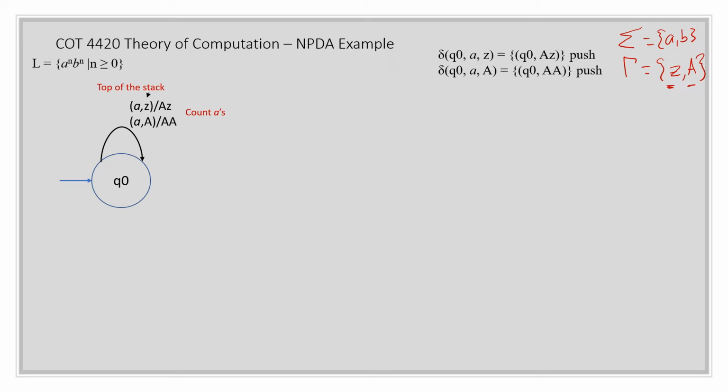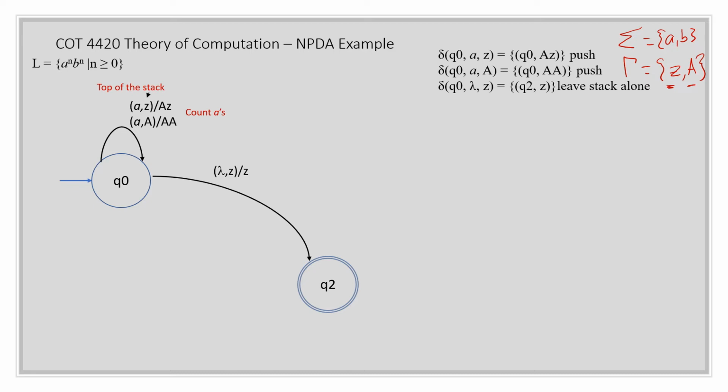So keep in mind there's two alphabets here. You have your stack alphabet, and then you have your actual alphabet, which are the symbols that are in the strings. All right. So that's counting my A's. I'm going to count my A's.